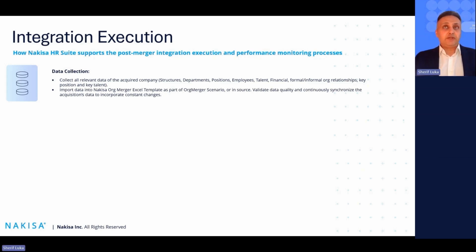This typically involves structures, departments, positions, employees, and talent data, which is very important because as part of this process, you don't want to lose track of your top talent within the organization, so you want to track that. Financial information also matters: if you merge two entities, what are the implications on costs becomes very important. Formal and informal org relationships are also key and very important to understand. And of course, key positions and key talent, as I mentioned before, are a very important part of the data collection.